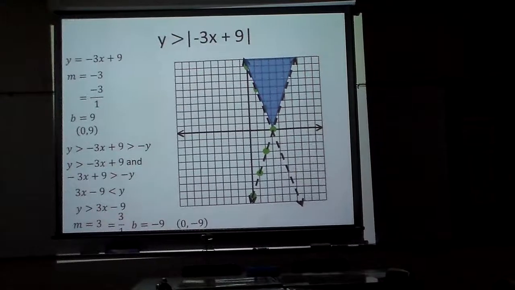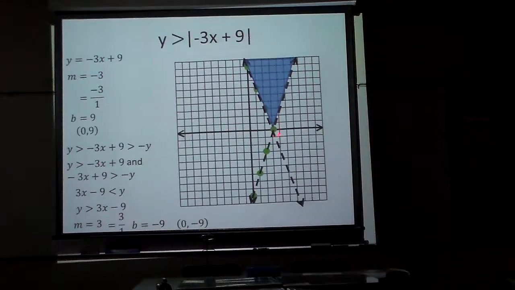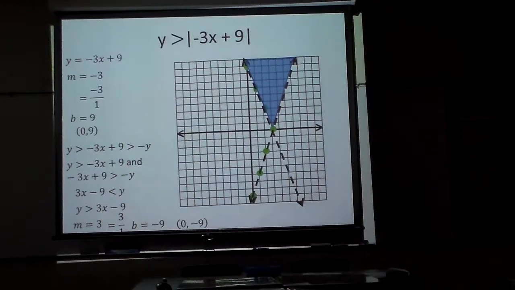That's it. You've got to graph, just pretend it's an equal, graph it, reflect it, and then ask yourself which is larger or which is greater.